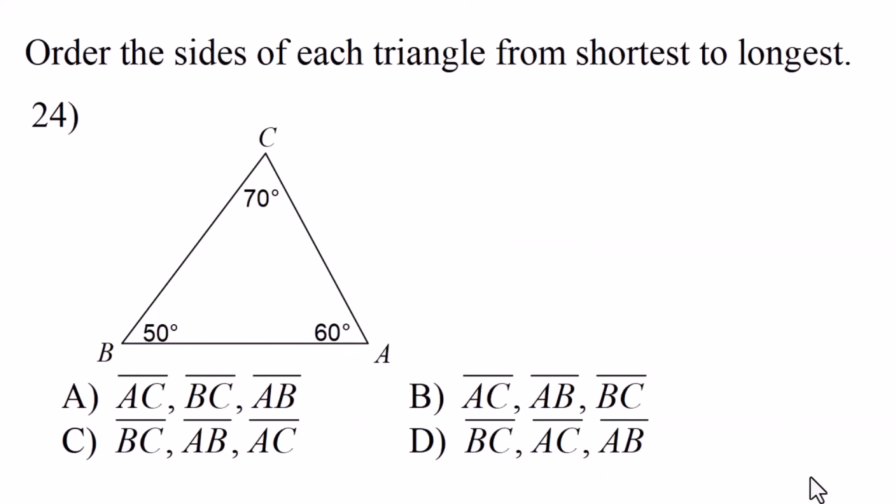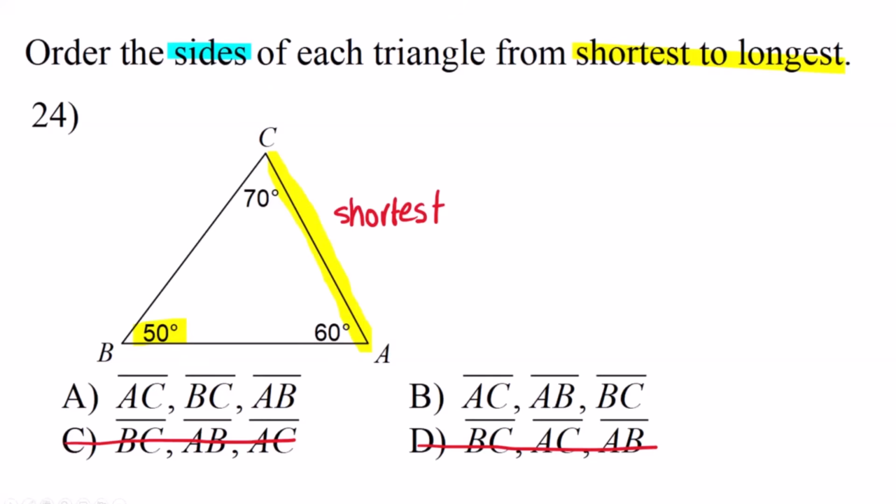Order the sides of each triangle from shortest to longest. Okay, well, instead of writing it all out, let's just look at it. The smallest angle is 50 degrees. The side opposite is CA or AC, however it's written. That's your shortest side. So your answer has to have AC as the first thing listed. Well, C has BC first, so that's no good, and so does D. So our answer is either A or B.